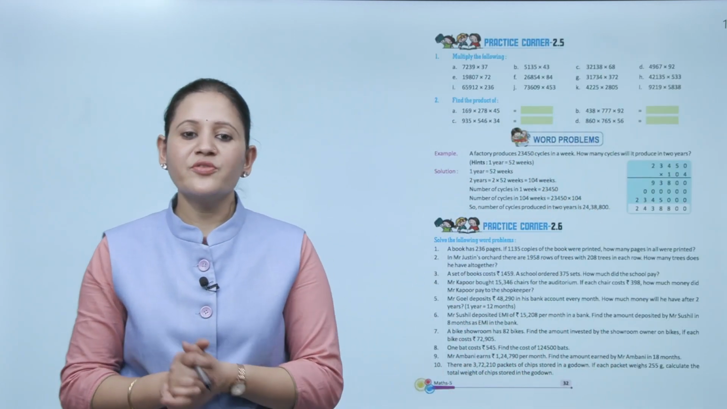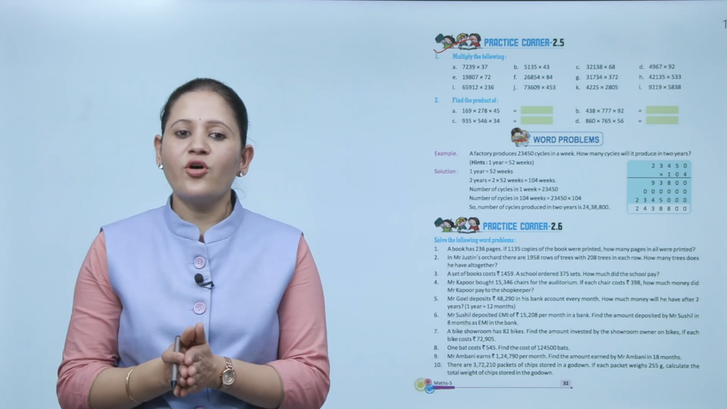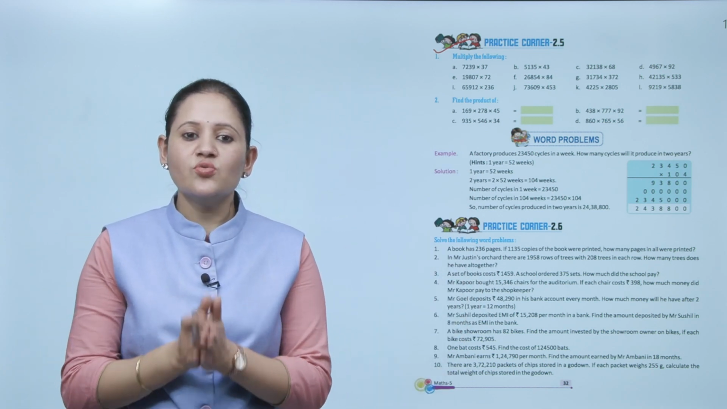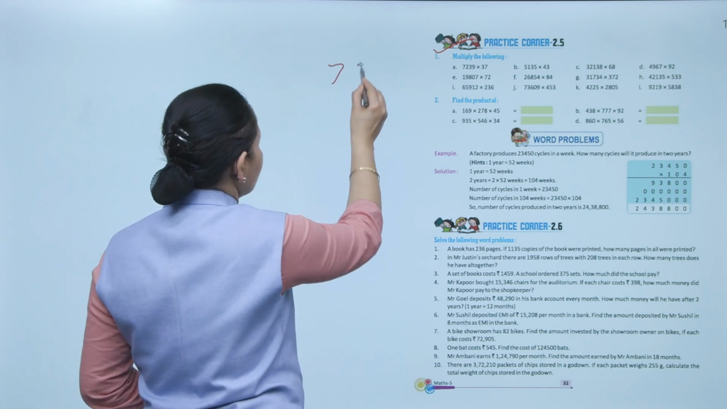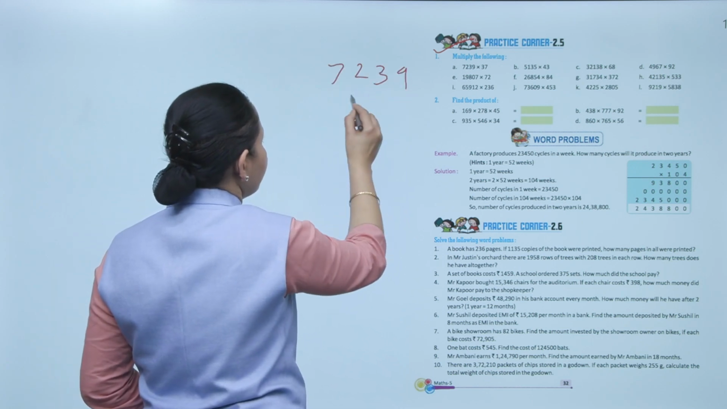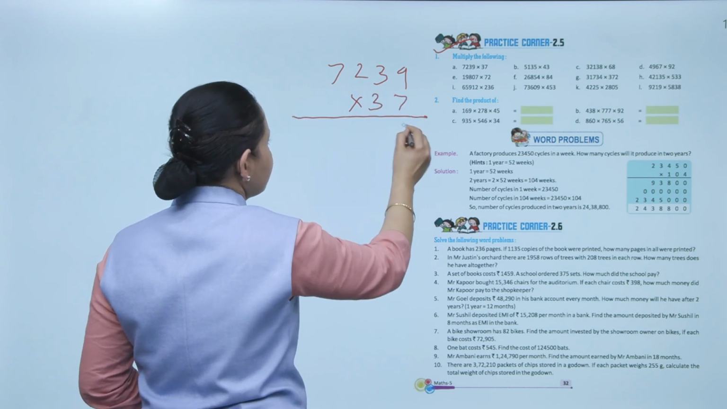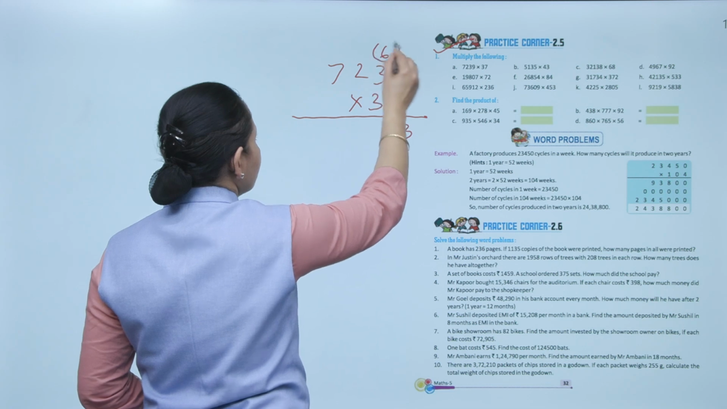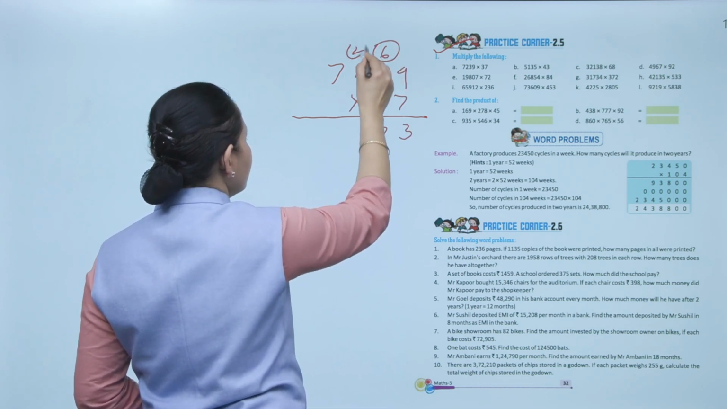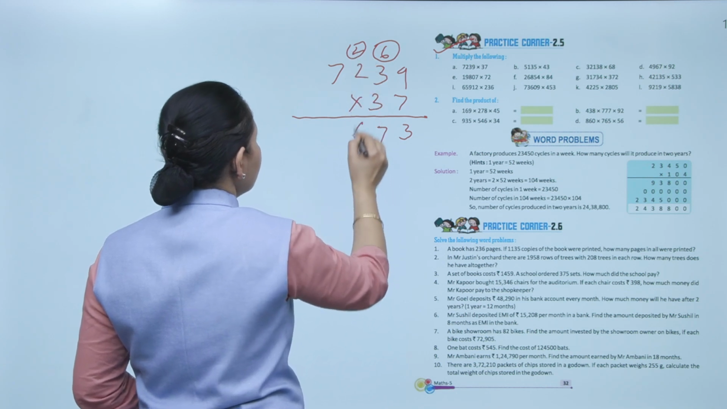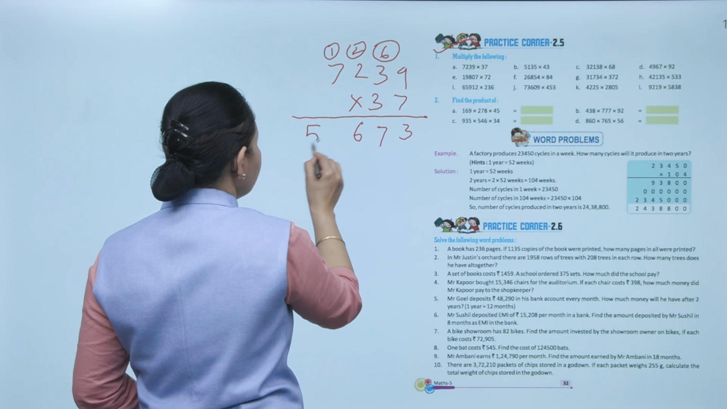Next, practice corner 2.5. Multiply the following. 7,239 को 37 से multiply करना है. So 7,239 multiply by 37. First हम 7 को multiply करेंगे. 7 9s are 63, 3 carry over. 7 3s are 21 and 6, 27, 2 here, 7 carry over. 7 2s are 14 and 2, 16, 1, 7 7s are 49 and 1, 50.